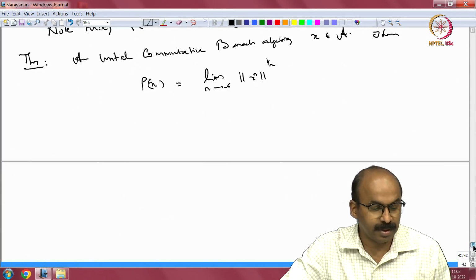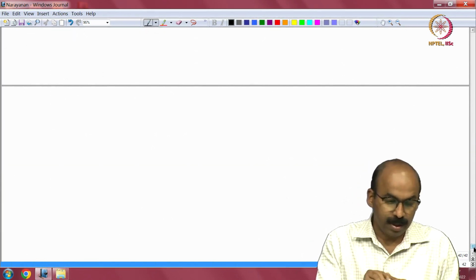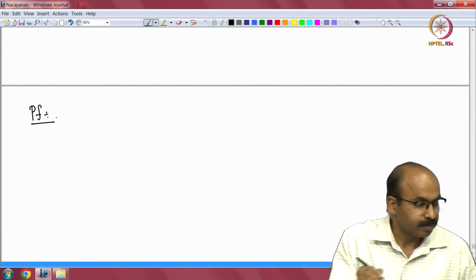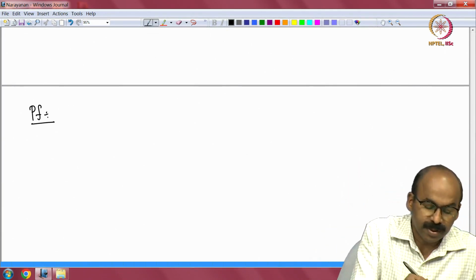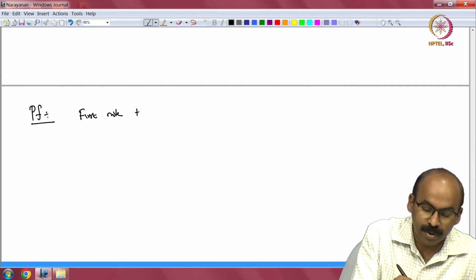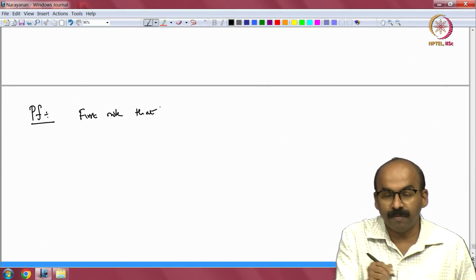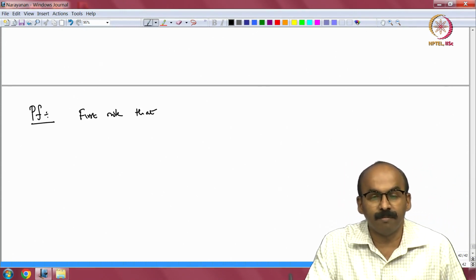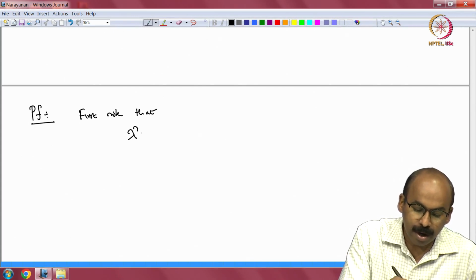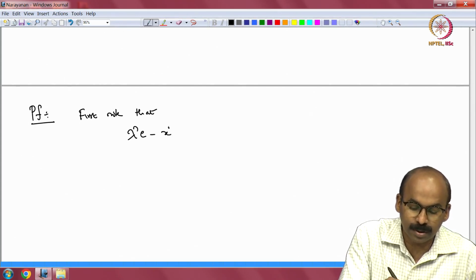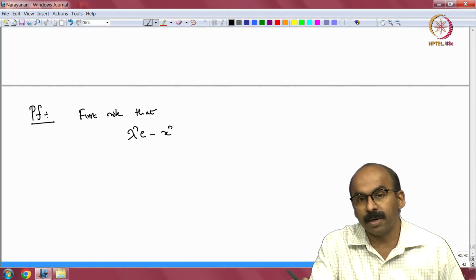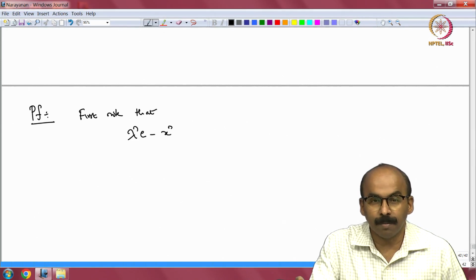So, we will start with the proof of this. Okay. So, proof. So, first note that some of this part of the proof you would have seen in some form or the other. You look at lambda to the n e minus x to the n. So, x is an element in script A, in the Banach algebra A, and lambda is some complex number.